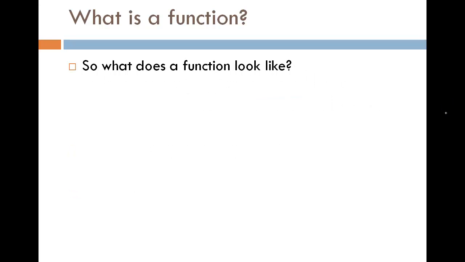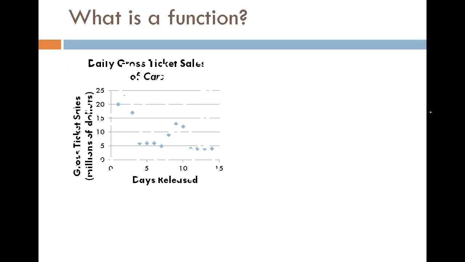So what does a function look like? There's different ways that a function can appear. We can be given a function as a graph. And one way we can tell from a graph that we have a function is using the vertical line test, which says if you draw a vertical line through the graph, it will only intersect the graph at most one time.